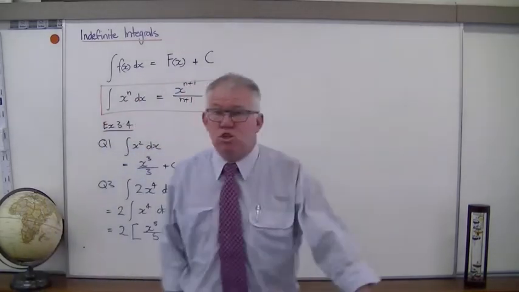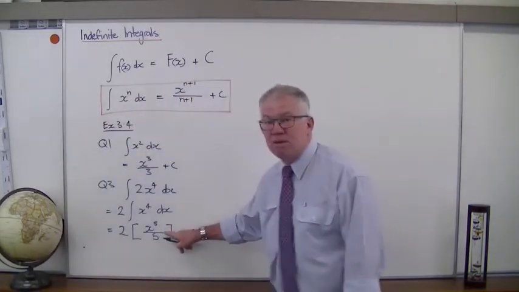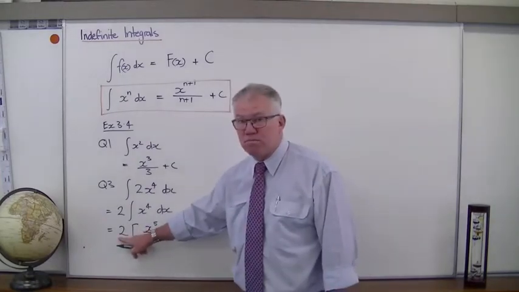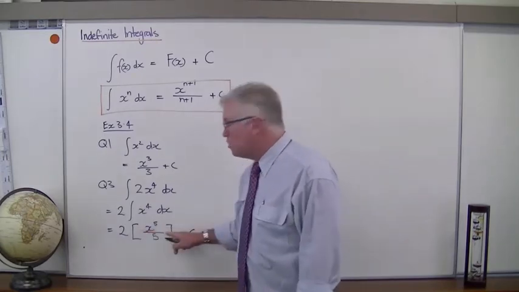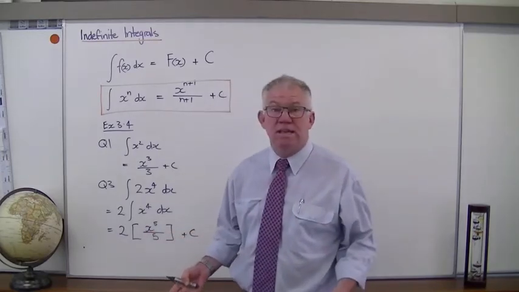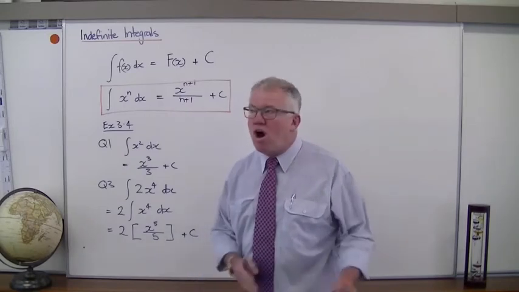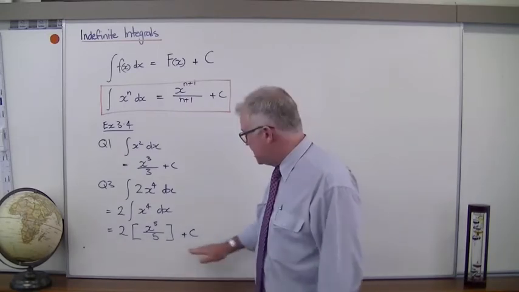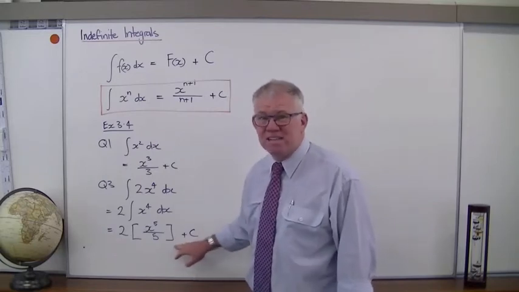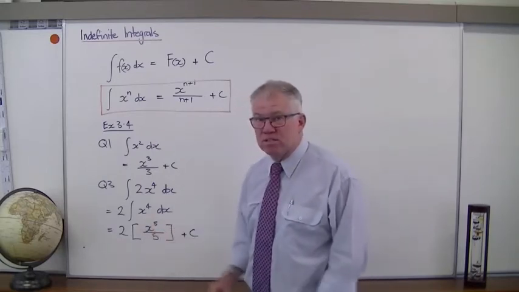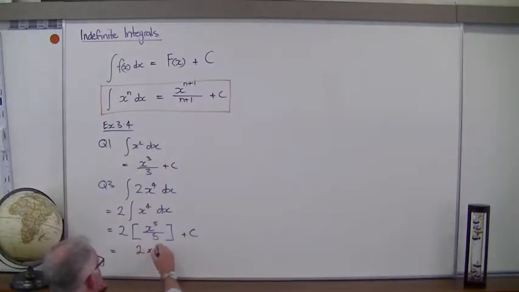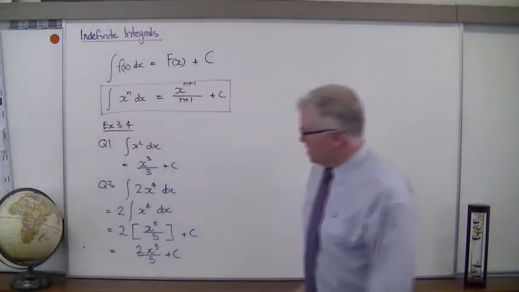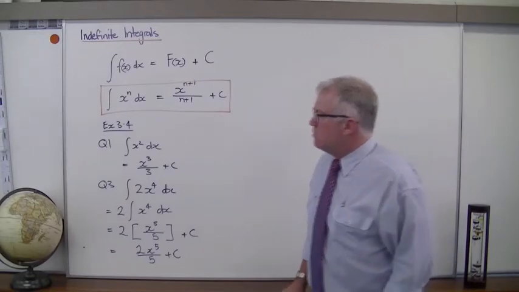Now someone pointed out that shouldn't that plus c be inside the brackets also, so that it can be multiplied by 2? And that is, in one sense, very correct. But if I multiply a constant by 2, I still only end up with a constant. So either way, we're just going to end up with a constant. And we can just write that out separately to the expression that's in the brackets. Final answer would be 2x to the power of 5 on 5 plus c. Okay, question 3 done.